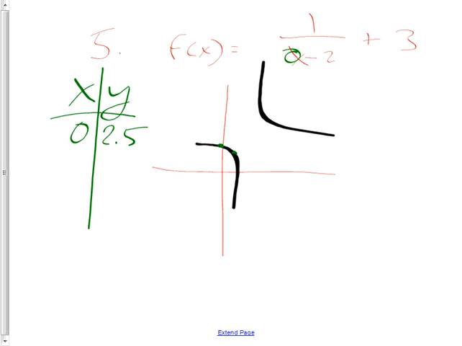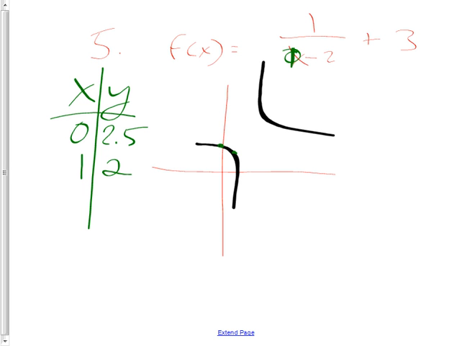So maybe if I try putting in 1, it'll be interesting. I put in a 1 right here. 1 minus 2 is negative 1. 1 over negative 1 makes negative 1. Negative 1 plus 3 is 2. So 1 comma 2. There we go. It's on the graph again. Now this one actually with the XY chart, it's going to be a little tougher because you have to get so many points to make it work.